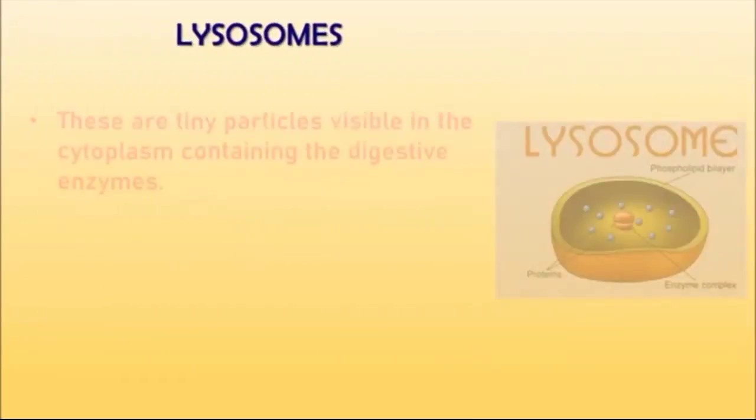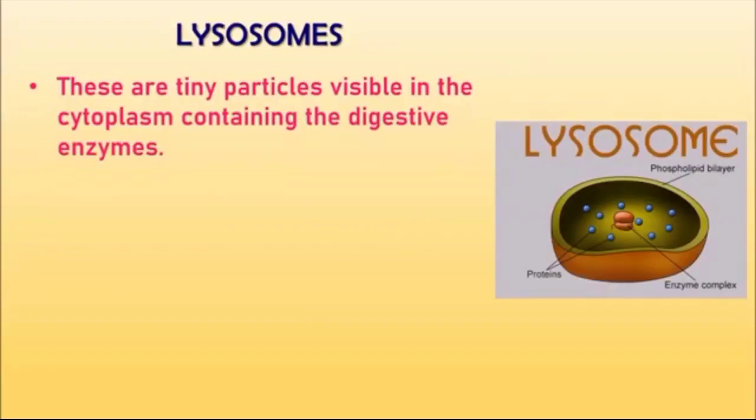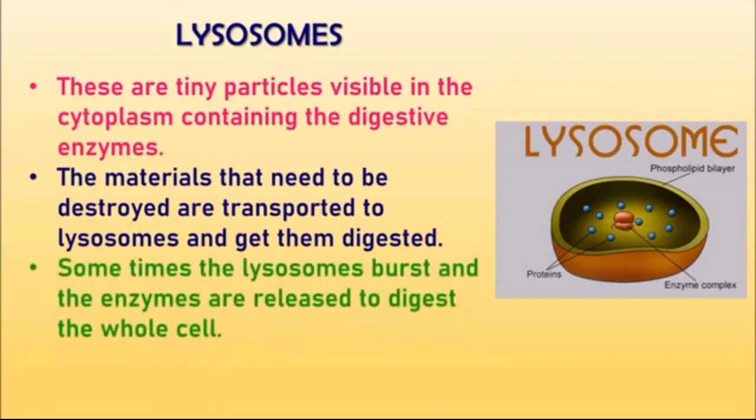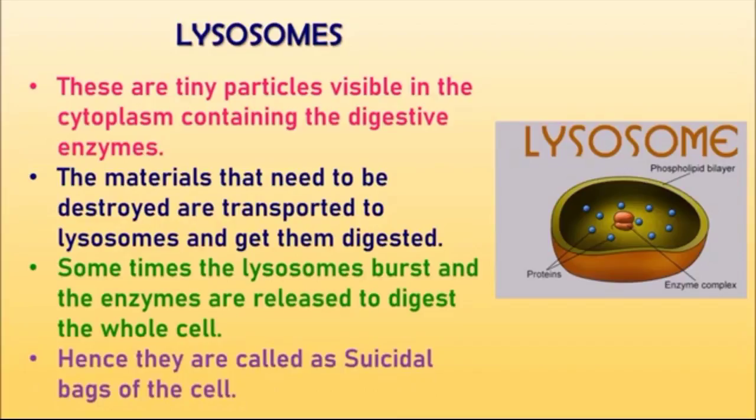Lysosomes. Lysosomes are tiny particles visible in the cytoplasm containing the digestive enzymes. The materials that need to be destroyed are transported to lysosomes and get digested. Sometimes the lysosomes burst and enzymes are released to digest the whole cell. That means if it is required to digest the whole cell to avoid infections by some organisms, the whole cell will be digested by lysosomes. Hence, these lysosomes are considered as suicidal bags of the cell.